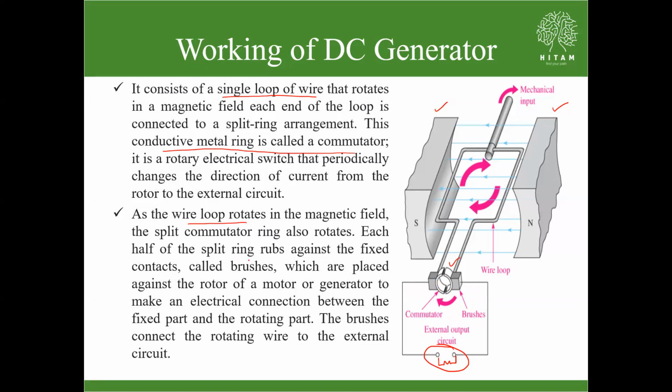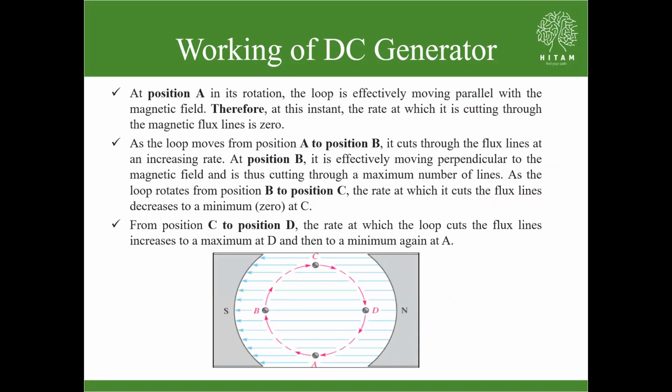So each half of a split ring rubs against the fixed contacts, which we are calling brushes, while rotating. They are placed against the rotor of a generator or motor, whatever we are calling that machine, in order to make an electrical connection between the fixed part and the rotating part. So the brushes connect the rotating wire to the external circuit, through the terminal box. This is the external circuit.